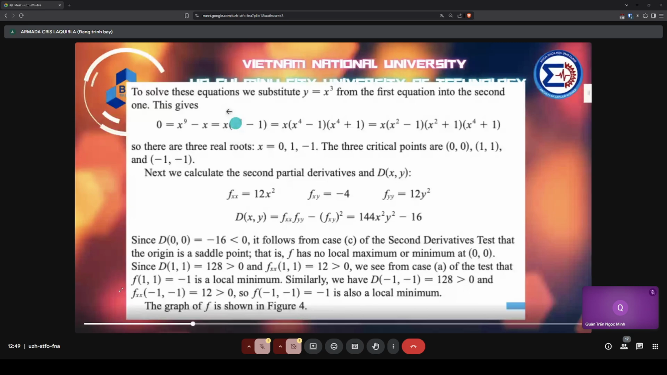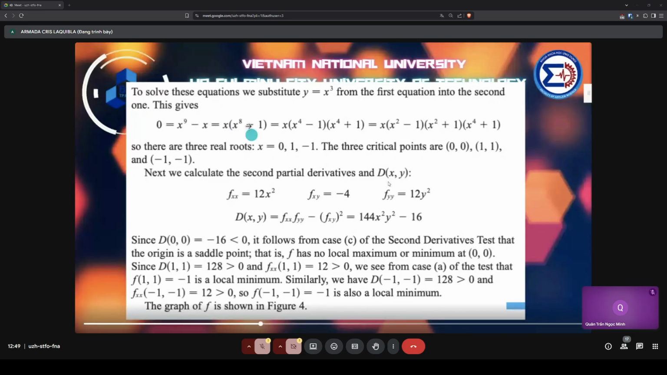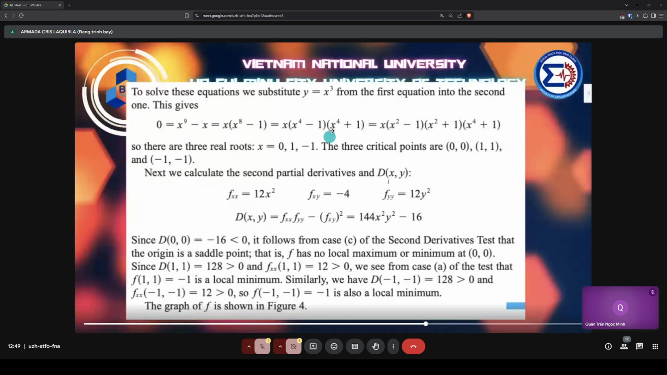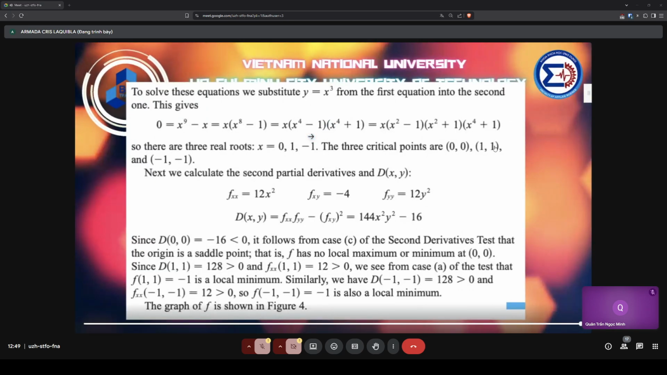Now, since this is a difference of two perfect squares, the factor of this is x times x to the fourth minus 1 times x to the power of 4 plus 1. Now, this factor here in the center is again a difference of two perfect squares. Take the square root of x to the 4, it's x squared. Square root of 1 is 1. So that becomes x squared minus 1, partnered with x squared plus 1. So you have now four factors. So there are three real roots: 0, 1, negative 1.